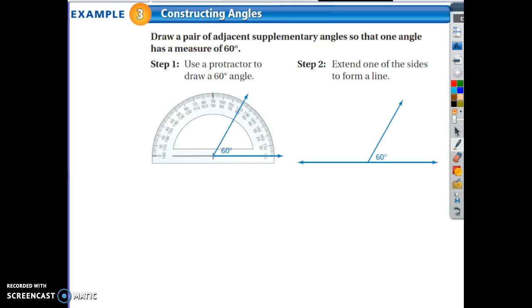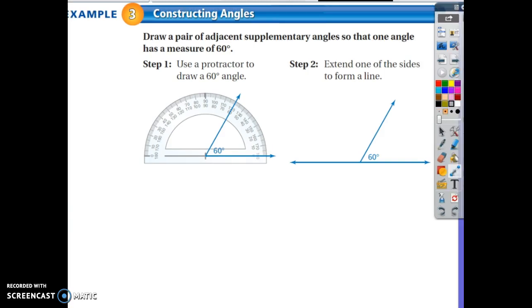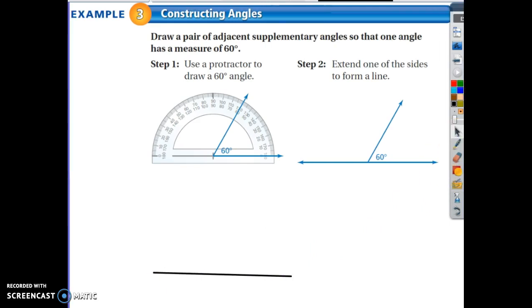The last thing we are going to do is practice drawing adjacent supplementary angles so that one of them has a measure of 60 degrees. There are 2 steps here. The first is to use a protractor to draw a 60-degree angle. In order to draw a 60-degree angle, we're going to begin by just drawing a straight line using the edge of the protractor along the bottom of the page. There's my straight line. Now from there, I'm going to line up the protractor and construct a 60-degree angle.